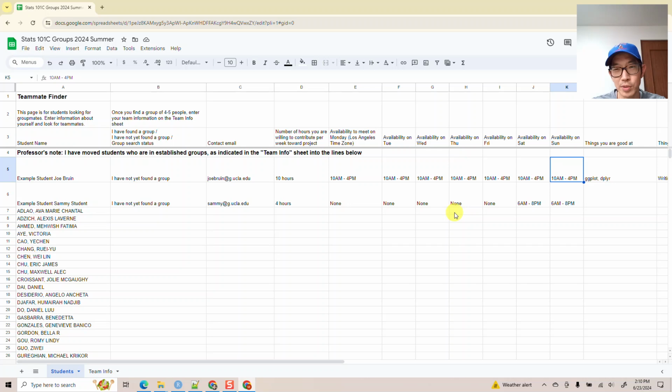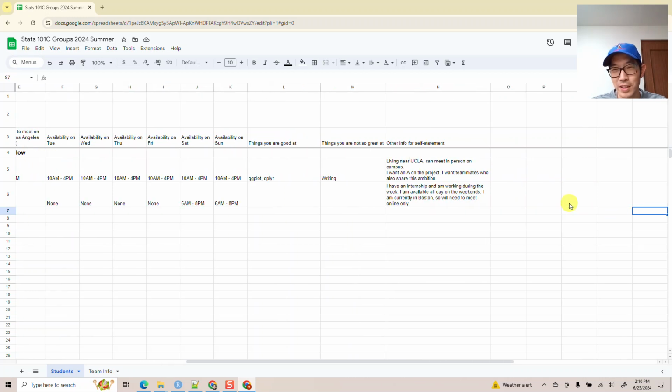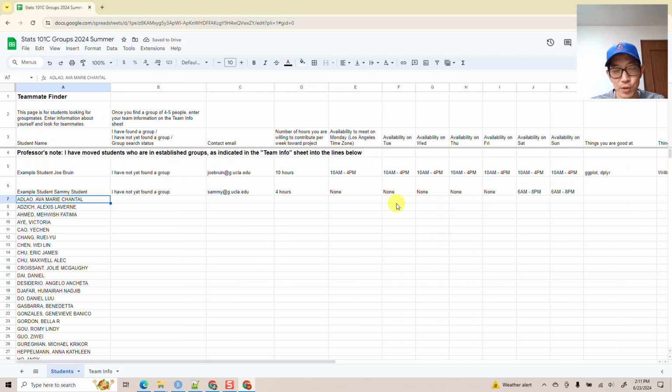Okay. So you can put all that in there, write as much as you want in this other information for self-statement. And then, once you notice there's some classmates of yours that you might want to work with or be compatible with, you can put that in there. You can also just say, hey, I'm already friends with so-and-so, and I already want to work with this person, and we're looking for another 2 or 3 teammates.